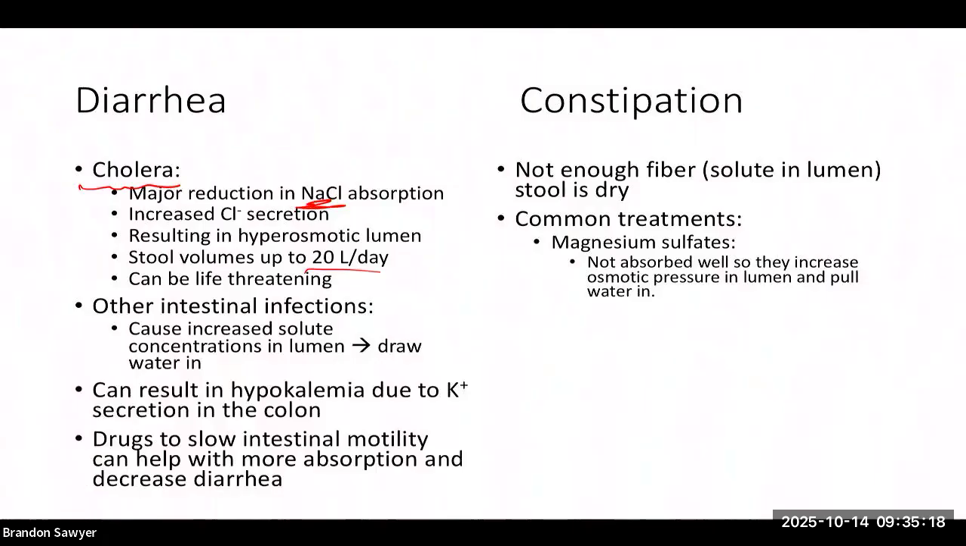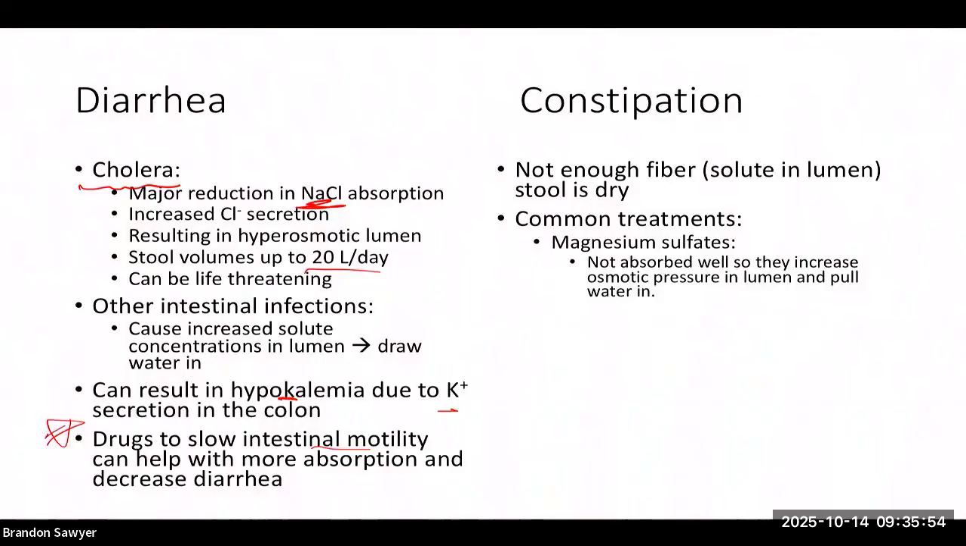Diarrhea results in hypokalemia due to potassium excretion in the colon. Most of our potassium reabsorption occurs in the colon, and so this can be one of the consequences of diarrhea. And then the main drugs that can be used for this are drugs that slow down intestinal motility. They make the chyme, the food that we're eating, sit in the intestines longer, so we have more of a chance to absorb things. That's the primary method of the way those drugs work.